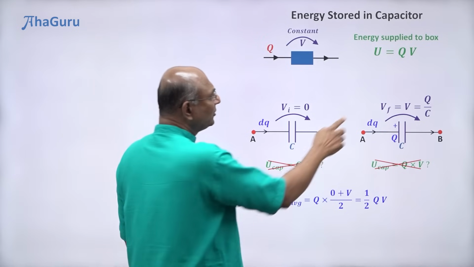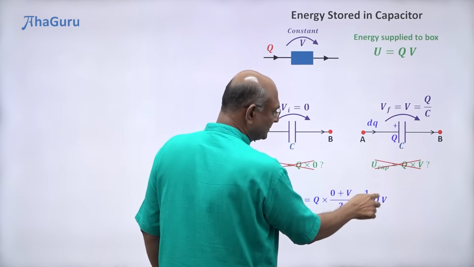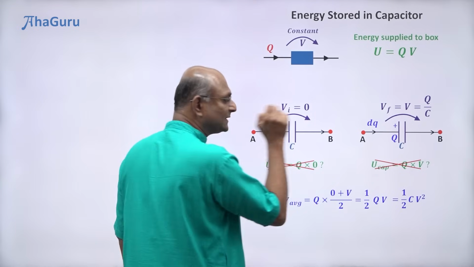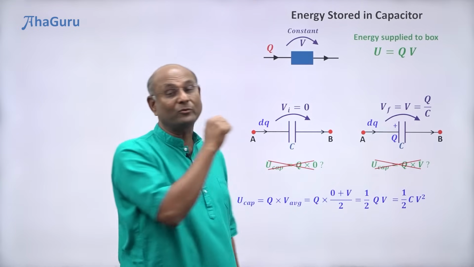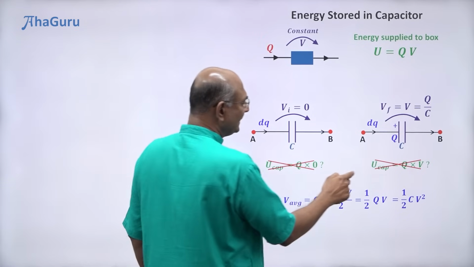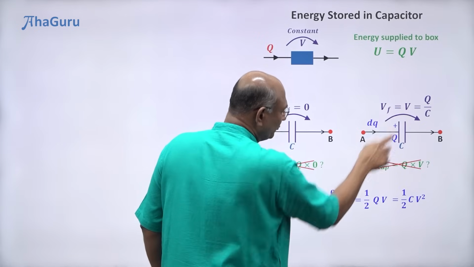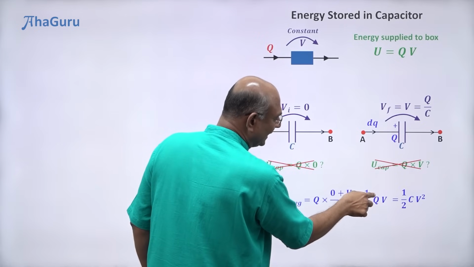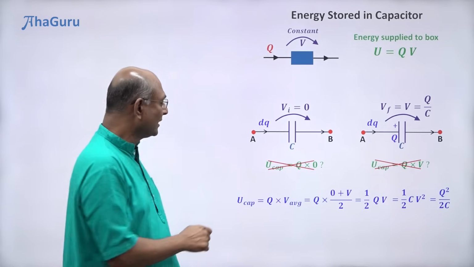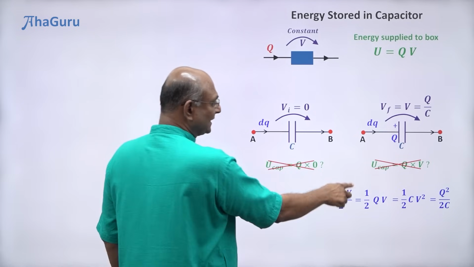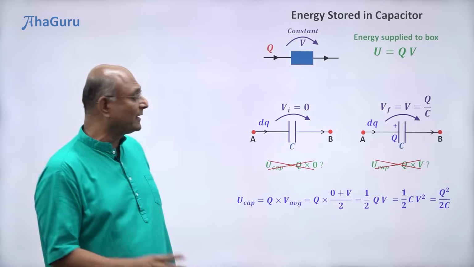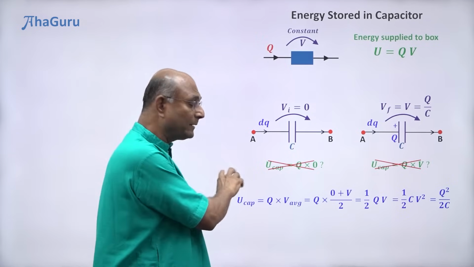Now Q is CV. So if I substitute CV here, I'll get half CV into V, half CV square. So that's another way to write the formula for the energy of this capacitor. Yet another way to write it: V is Q by C. If I substitute Q by C here, I'll get Q square by 2C. So that is the third way to write it. So U capacitor is half QV, half CV square, Q square by 2C. Three different ways to write the same formula.